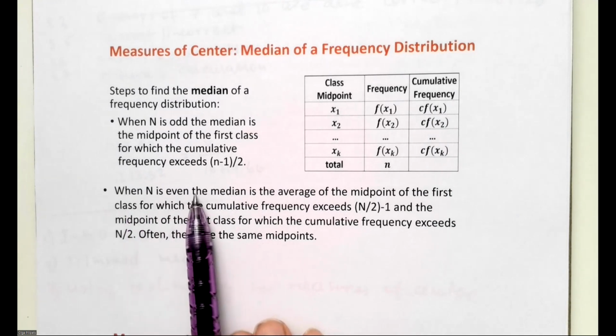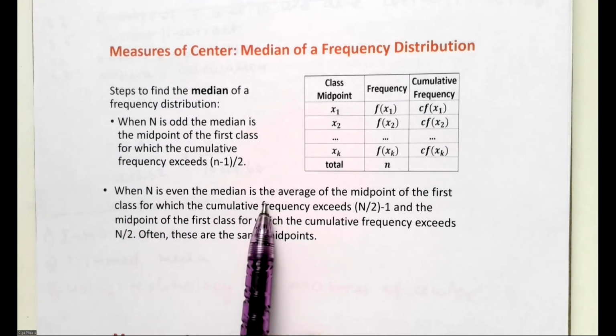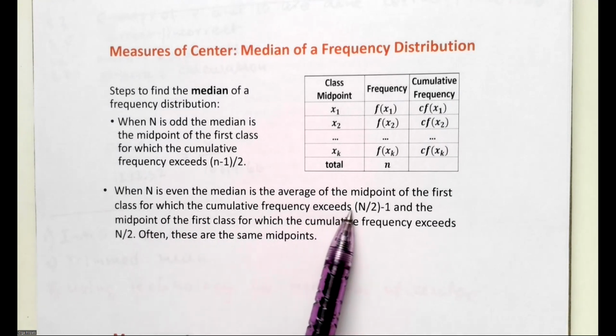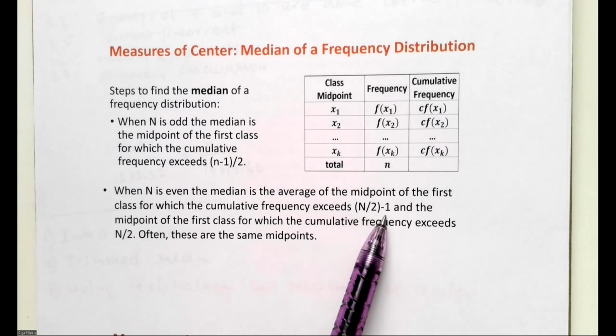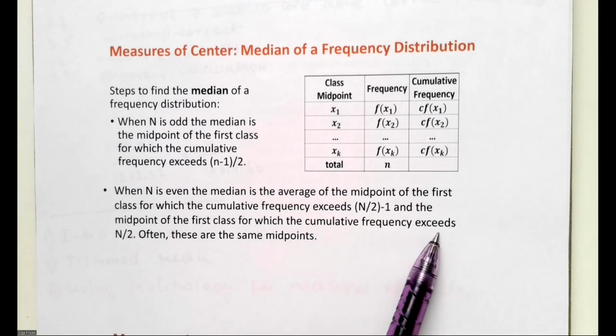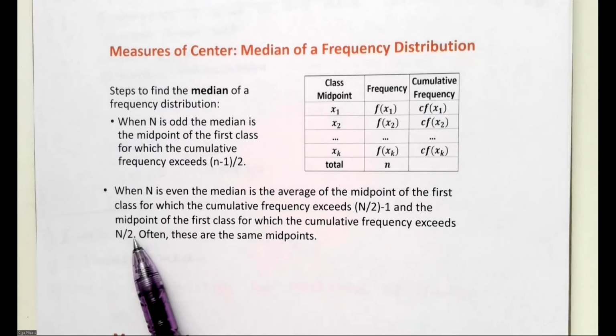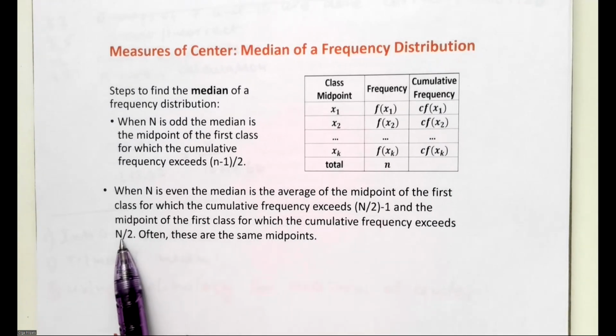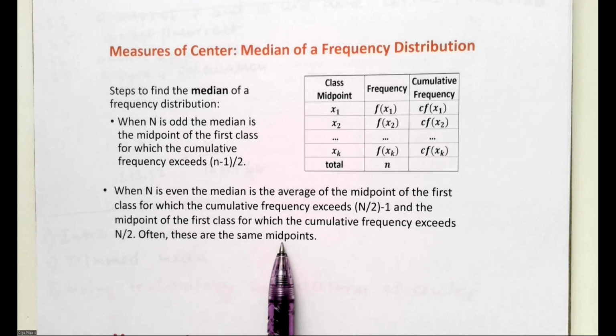And when n is even, the median is the average of the midpoint of the first class for which the cumulative frequency exceeds n divided by 2 minus 1, and the midpoint of the first class for which the cumulative frequency exceeds n divided by 2. So this one is n divided by 2 reduced by 1, and here it's just n divided by 2. Often both of these are the same midpoint. Very rarely are they going to be in different classes.